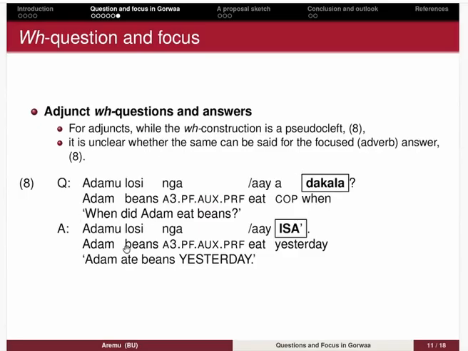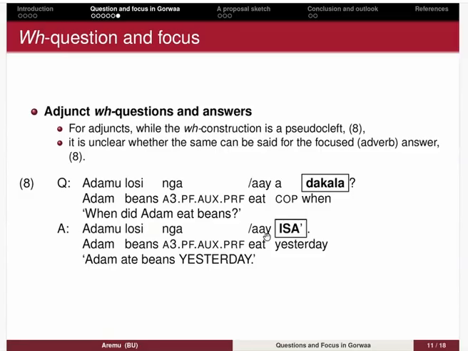And for the answer, interestingly, at least so far, I mean, there could be more to say to this, but so far what we found is that for the answer, you have just the canonical way. So where you have the subject, the object, the verb, and then the adverb. So usually the adverb is in the clause final position. So in this case, there is nothing that looks like pseudo-cleft here. It just looks like a normal, canonical SOV adverb construction, right?